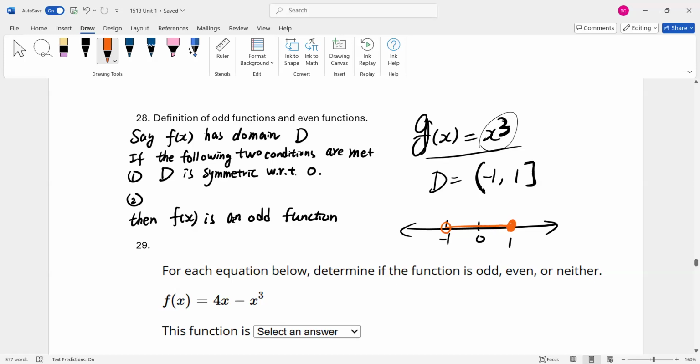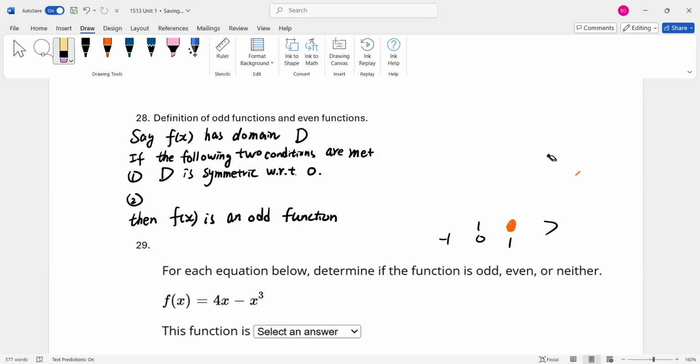So symmetric or not symmetric? Not symmetric? You're right. It is not symmetric because the left endpoint is excluded, but the right endpoint is included, right? This is symmetric, both open, or both closed. That is symmetric, all right? So in order to be an odd function, the domain has to be symmetric with respect to 0.